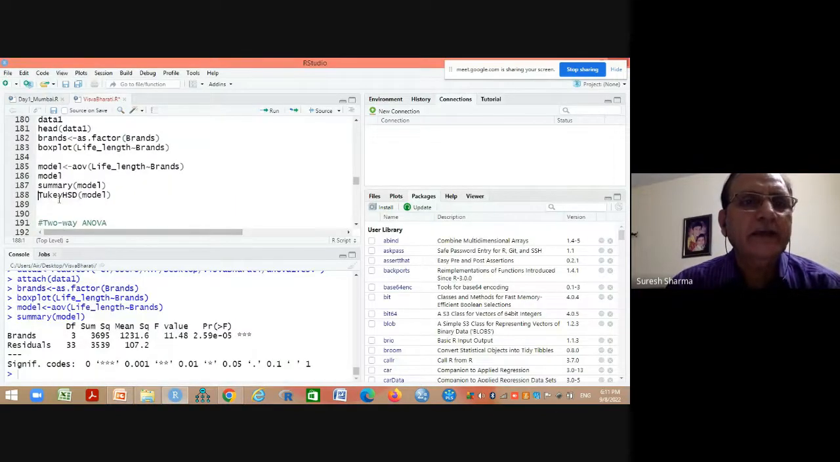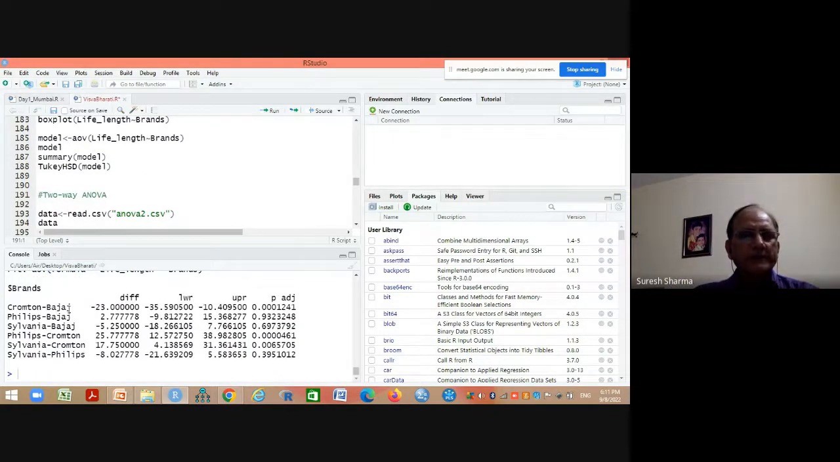So now you see, this is the Tukey HSD test of the model. If you apply it, you will see Crompton versus Bajaj. This p-value is less than 0.05. So there is a difference between Crompton and Bajaj. Yes or no?